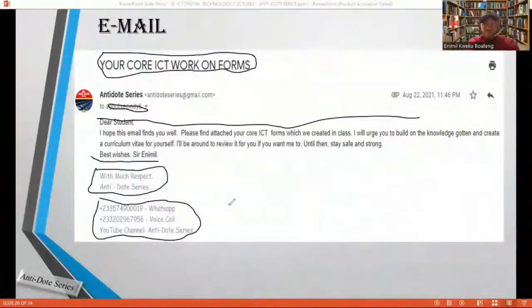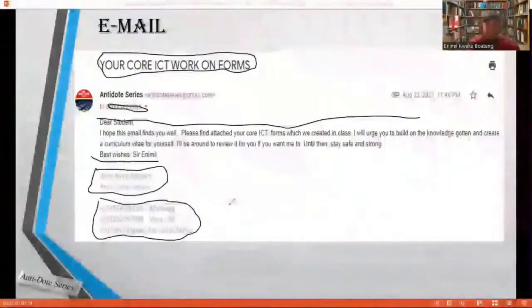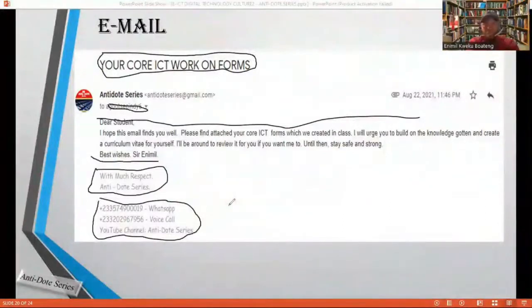So I didn't get a screenshot of the attachment that I added. But yes, you can add an attachment, and for this one I added an attachment. I didn't get a screenshot, my bad. But basically, this is what you're going to see as an email. You have the subject, you have the recipient's address, you have the body, then you sign off.